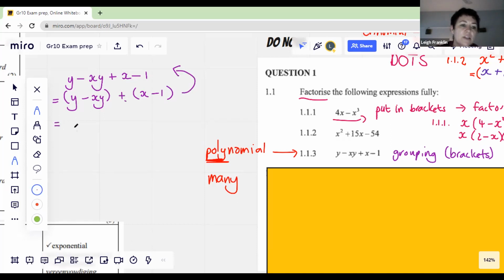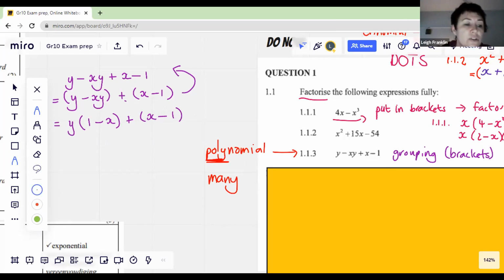The only thing that I can do here, grade 10s, is to take a common y out of the first bracket. I am left with 1 minus x in my brackets, plus x minus 1. Now I have a little problem. In this bracket at the front, my 1 is positive and my x is negative. Here at the back, my x is positive and my 1 is the one that's negative.